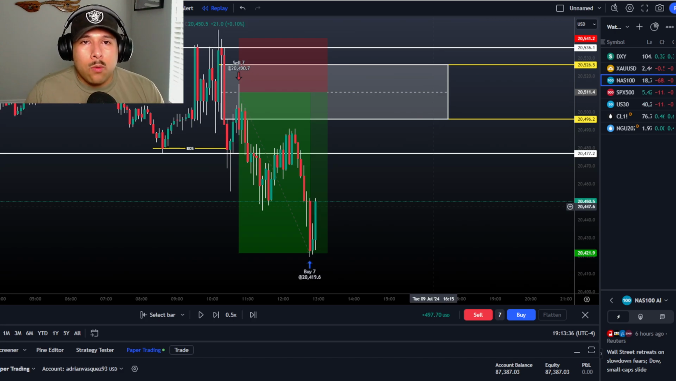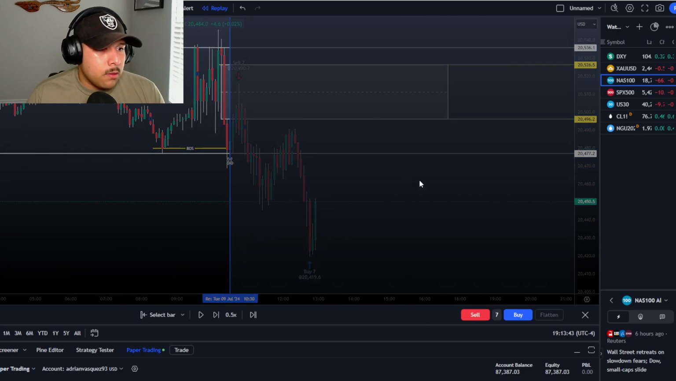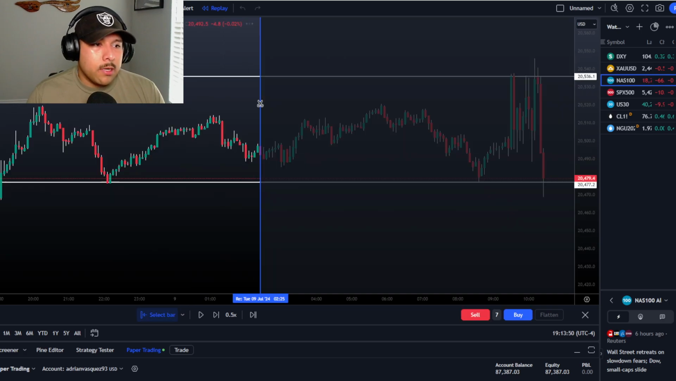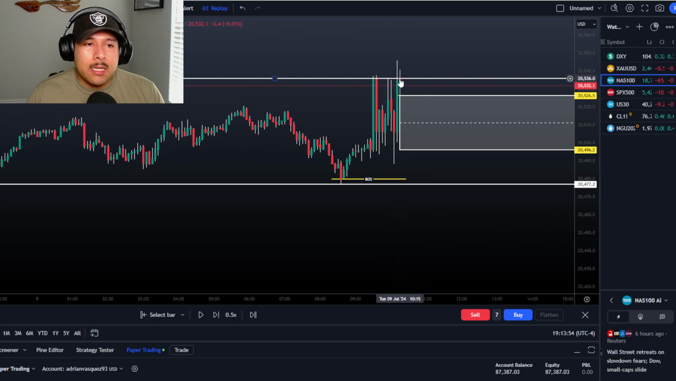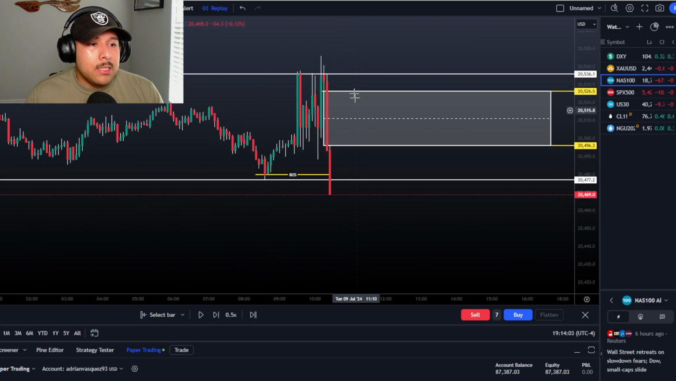Entry confirmation number one: did price tap my zone? Boom, yes it did. Did we get a rejection? In this case, it's a sell, so we're looking for a supply setup, so we're looking for bearish pressure. Did price create a rejection or bearish pressure or a supply setup?